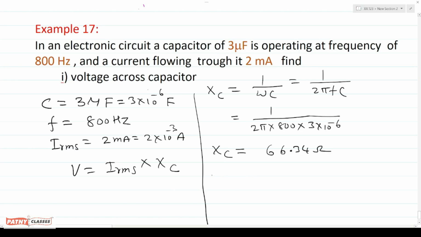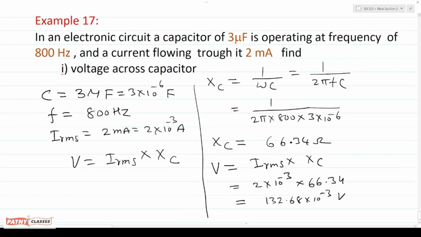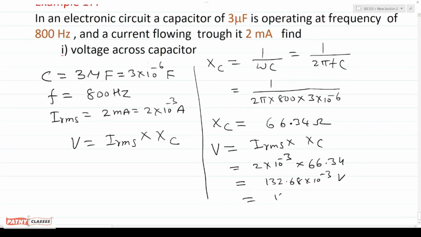We want the voltage across the capacitor. So voltage across the capacitor is equal to IRMS multiplied by XC. IRMS is 2 into 10 raised to minus 3 and XC is equal to 66.34. So this on simplification gives 132.68 into 10 raised to minus 3 volt, that is equal to 132.68 millivolt. That is the amount of voltage that will appear across the capacitor.